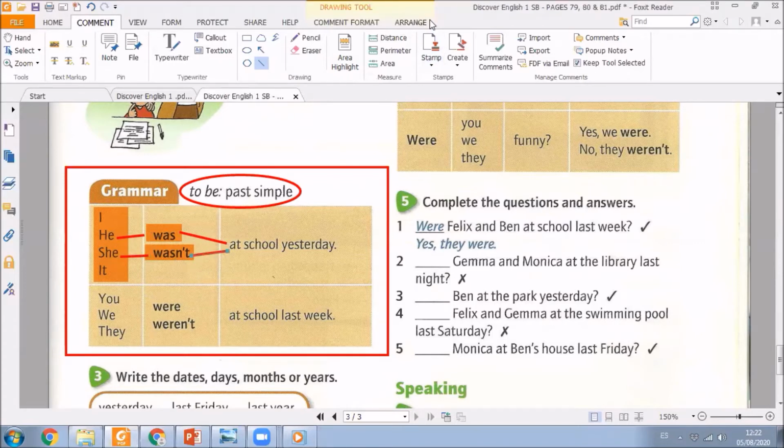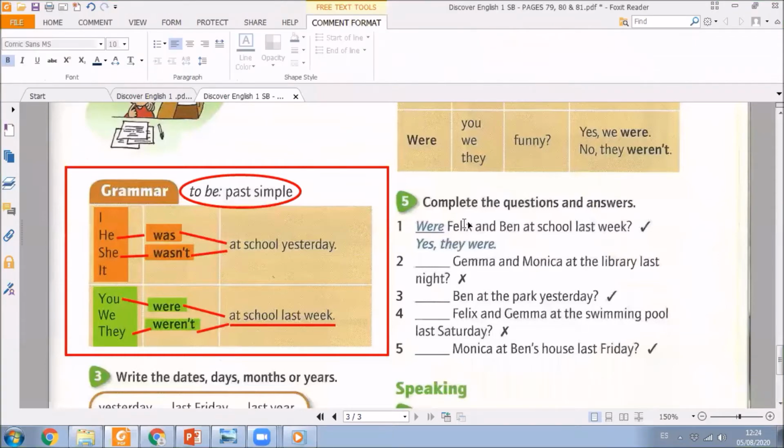What happened with the rest of the subjects? Here we can see, for example, you, we, and they. Recuerden que estos sujetos utilizan otro verbo que es were, en caso de que sea afirmativo, o weren't, en caso de que sea negativo. All right? For example, we can say, you were at school last week. Esto pasa en el pasado, ¿sí? Esto ocurre en el pasado. Or we can say, they weren't at school last week. All right? Is it clear? Remember that you can ask your teacher through the chat, all right? And please remember that this chart is very important, all right? Remember, very good.